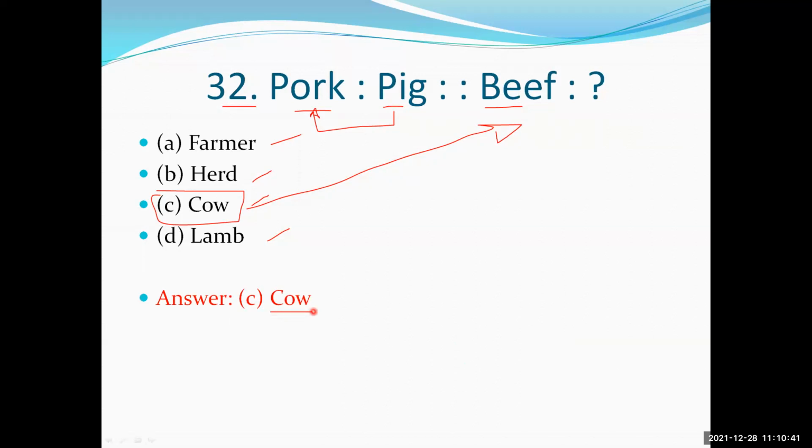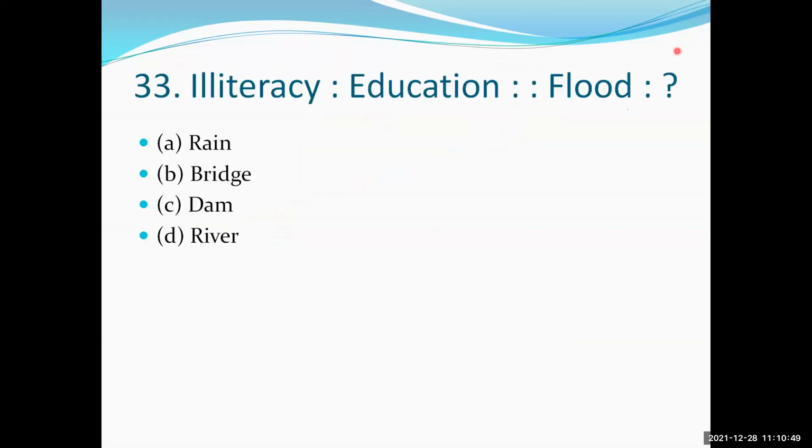We'll try to cover the maximum. We'll try to cover this whole exercise today. So all of you be quick for the next question. The next question is here. It says illiteracy is related with education. In the same way, flood will be related with what? Rain, bridge, dam, or river.